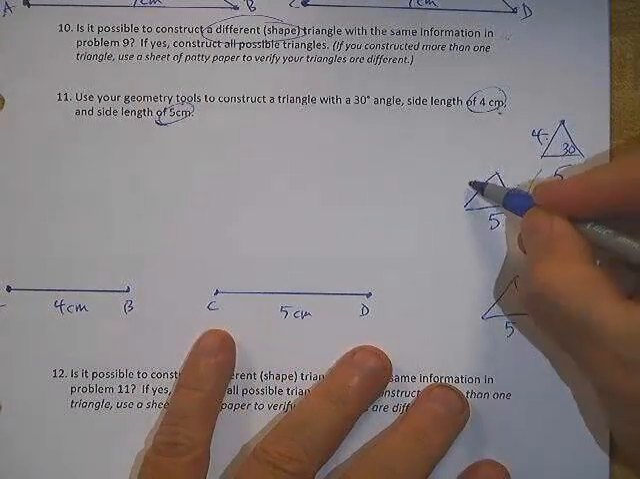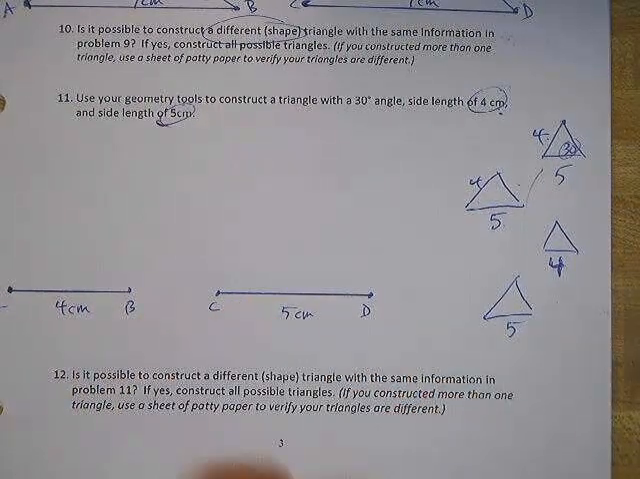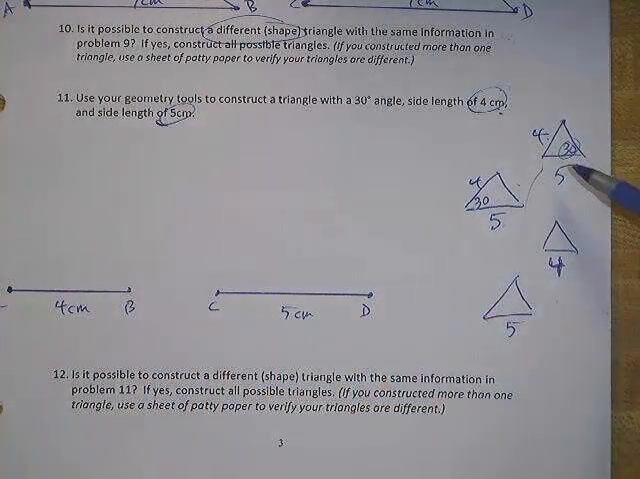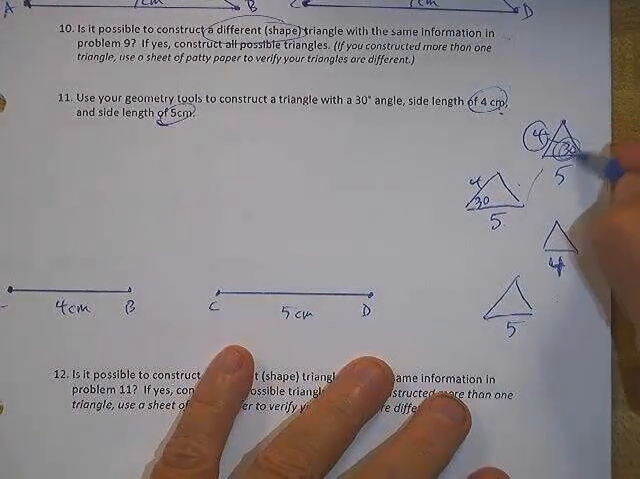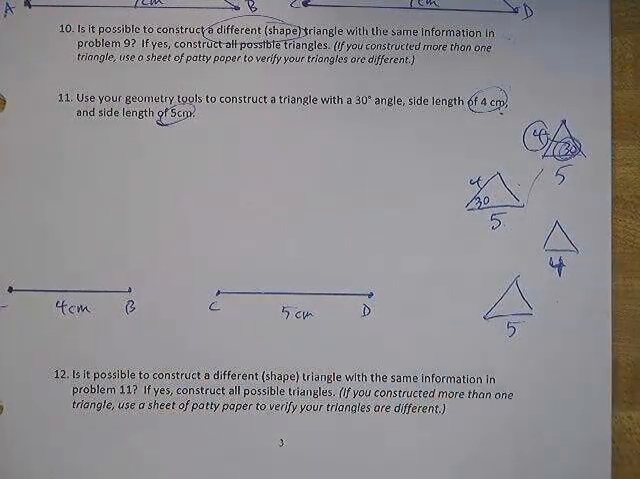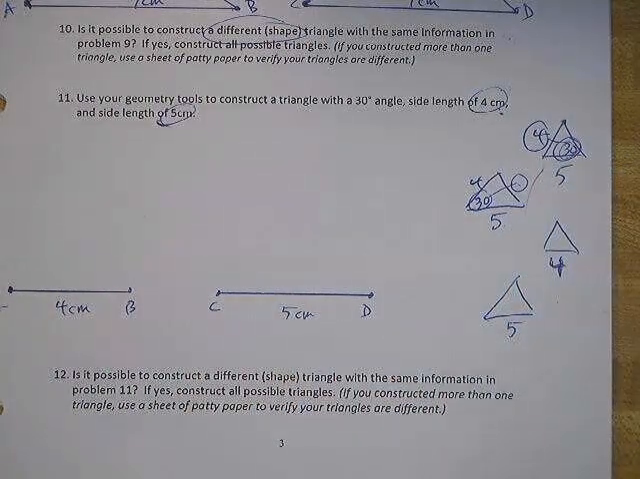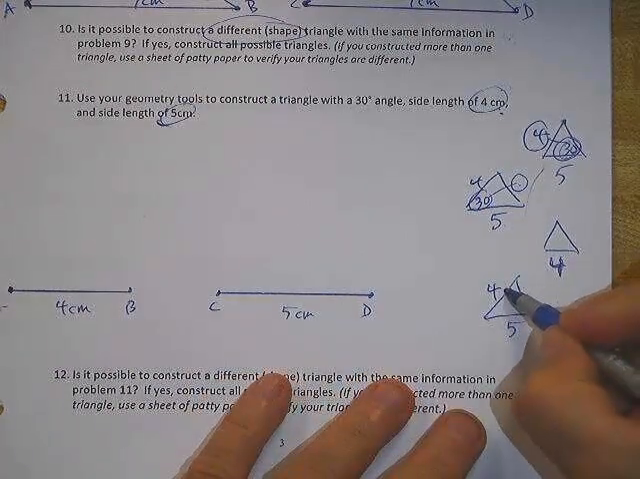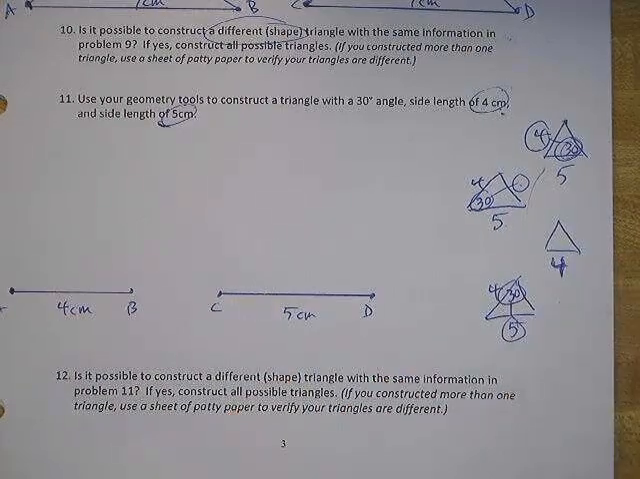All right. So if I keep the 4 on the left, the 30 actually has 3 places it can go. It can go here between the 4 and the 5, and that would definitely be different than this, because right here, the 4 is actually opposite the 30. Here, the 30 is not opposite the 4. And another possibility, I keep the 4 here, and I could put the 30 at the top to make the 30 opposite the 5.